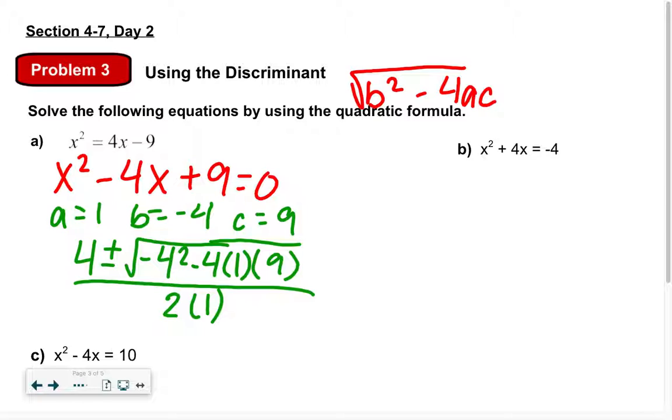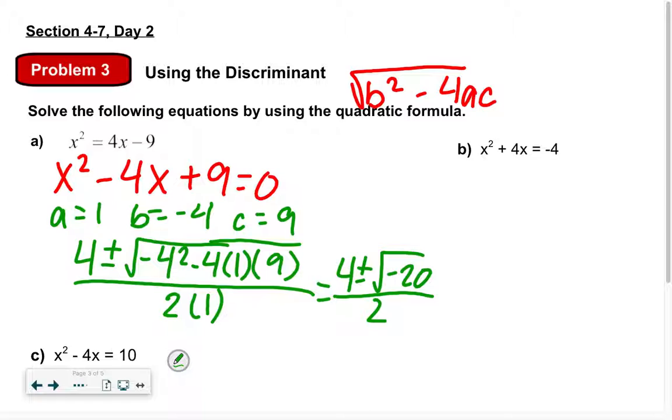Okay, using our super awesome mental math skills, what's negative 4 squared? 16. What's 4 times 1? What's 4 times 9? So what's 16 minus 36? Negative 20. So this simplifies to 4 plus or minus the square root of negative 20 divided by 2.